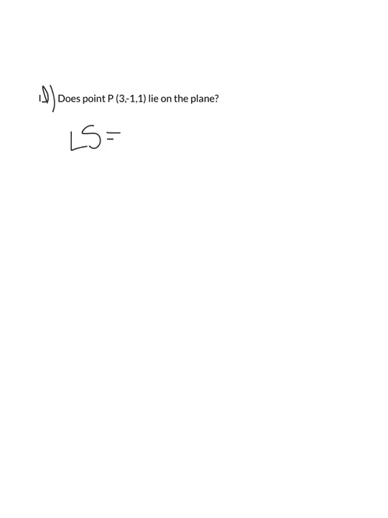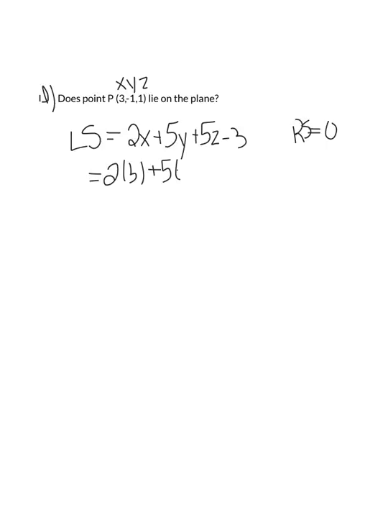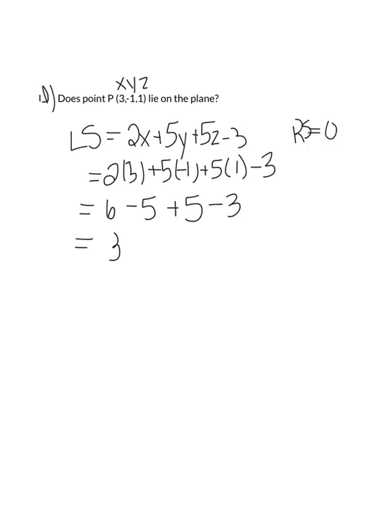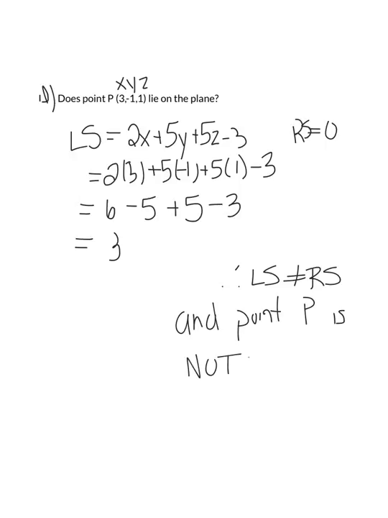So if I'm looking at the left side of my equation, I have 2x plus 5y plus 5z minus 3. And if I'm looking at the right side, I just have 0. If I go ahead and plug in my x, my y, and my z, I get 2 times 3 plus 5 times -1 plus 5 times 1 minus 3. So 2 times 3 is 6, plus 5 times -1 is -5, plus 5 times 1 is 5, minus 3. 6 minus 5 plus 5 minus 3 is 3. Therefore, what I've just proved is that left side does not equal right side, and point P is not on the line. And I should have said plane there. Sorry about that. Point P is not on the plane.